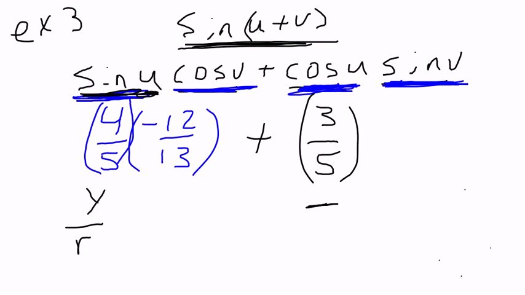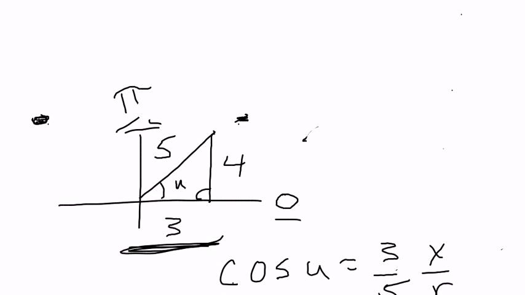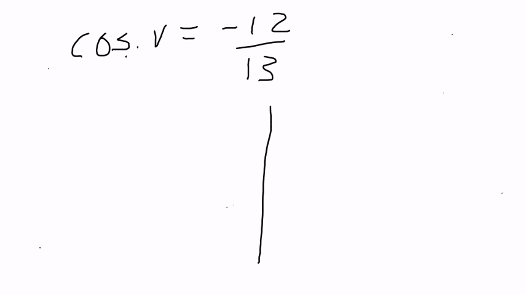Now we have to do the same thing to find sine of v. We have to make a triangle using cosine of v. So I'll erase some of this stuff down here, and we'll make another triangle. What is cosine of v? It's negative 12/13. Already we should know that it's in one of two quadrants. Since cosine is negative, that means my x over r is negative. It has to be in either the third quadrant or the fourth quadrant.